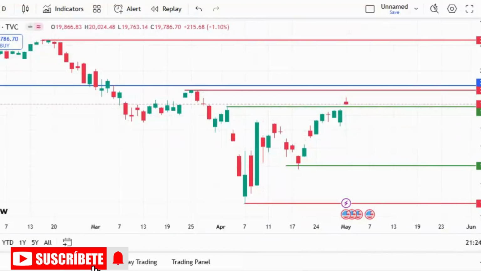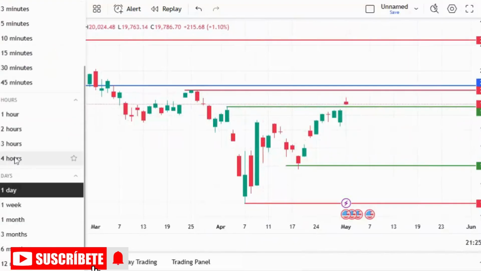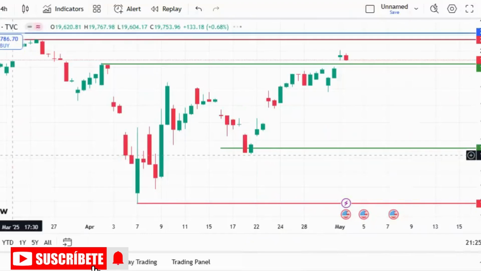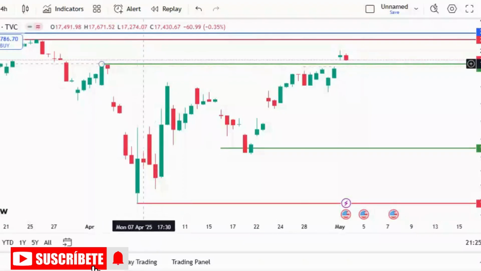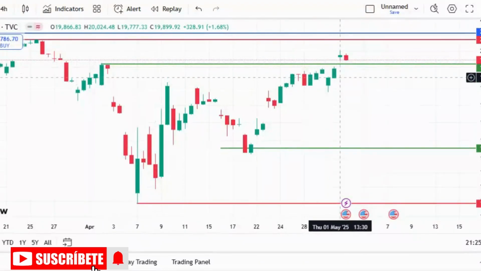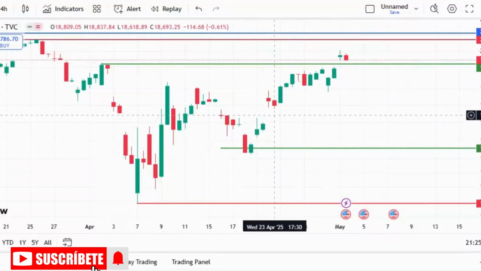What we have to do now is go to the 4 hour. I stop my analysis at the 4 hour. So this is the 4 hour, right? This is what we have. Price broke this level, and we are expecting price to come back to this area and start buying. So where are our key areas on the 4 hour?